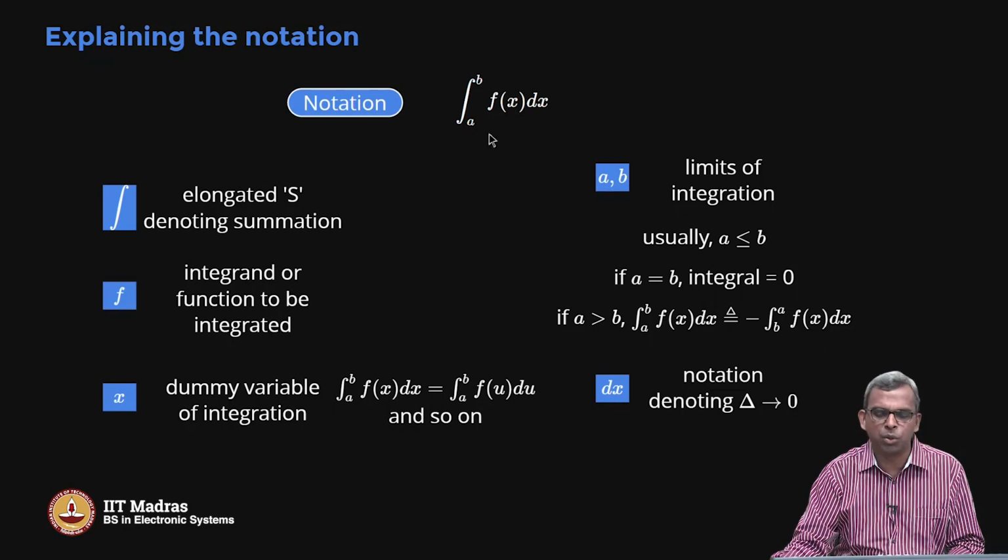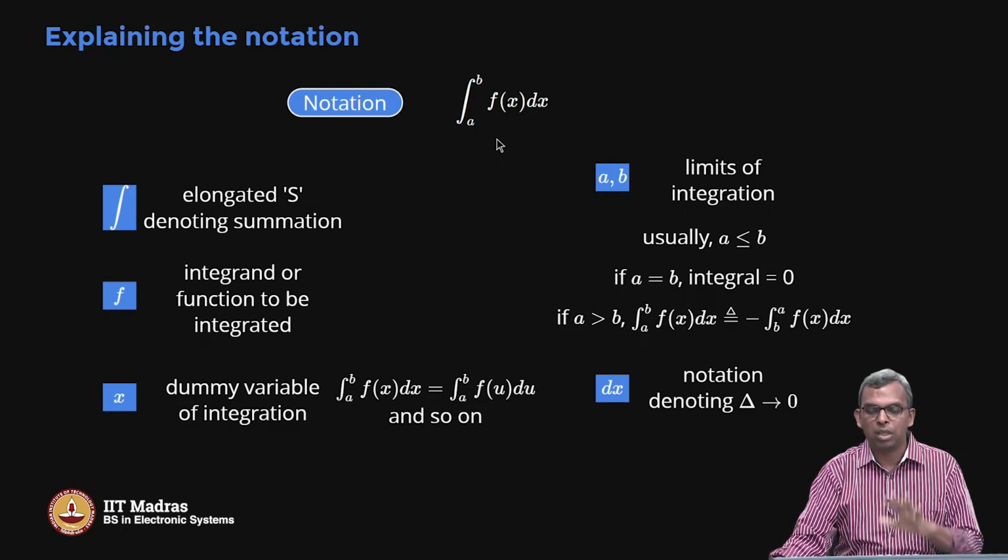I hope this is clear to you. So this notation brings out the summation involved, the area involved, f of x dx, the limits a to b, and the limit as n tends to infinity also. So that's about the notation.